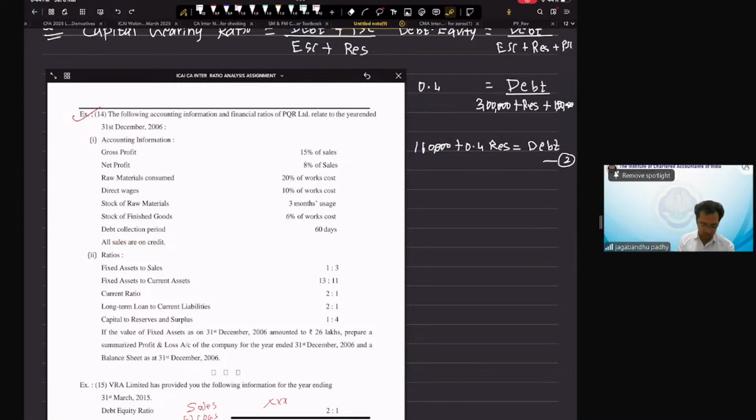So ratios we have are fixed asset to sales, fixed asset to current assets, and then current ratio, long-term loan to current liabilities, capital to reserves. All this, if you observe one particular aspect, not a single number is given. Everything is in terms of ratios and percentages. The one number that they've given us is the fixed asset value of 26 lakh. Now, based on this one number, we have to derive all other numbers in a connecting manner. We have to prepare a P&L and also the balance sheet as on 31st December 2006.